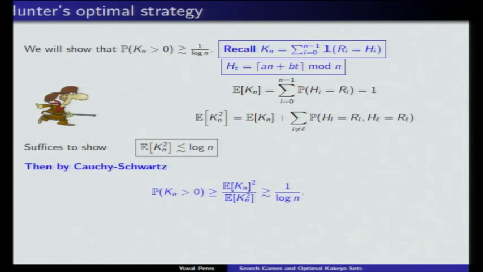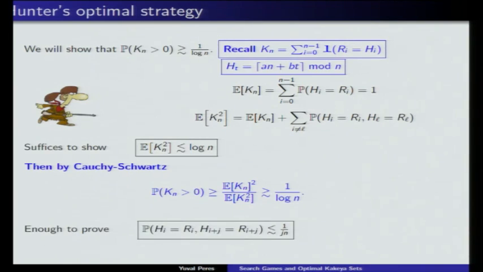It's enough to show that the second moment is bounded by log n, just by the usual second moment inequality, this consequence of Cauchy-Schwarz that tells us the probability of kn positive is at least the first moment squared divided by the second moment. So it's enough to show the second moment is bounded by log n. And to prove this, it's enough to bound these correlations: the probability of collision at time i and another one at time i plus j is going to be bounded by 1 over jn. Once we show that, summing over j will give log n over n, and then summing over i will give a log n. So this is what you want.